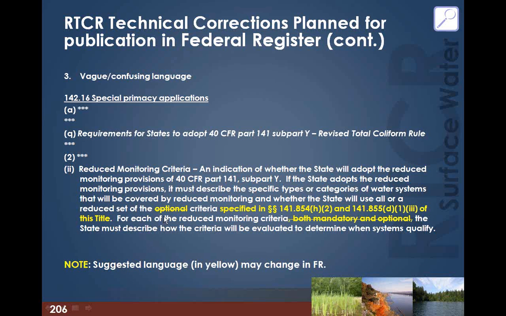The third one, vague and confusing language. This one has to do with the special primacy application again. So it's the whole wording of optional, and please note that all of the language that you see in yellow is suggested language, and it may change by the time it gets to publication. But this gives you all a heads up of what was considered confusing or vague and how the recommendation is being moved forward to correct it.